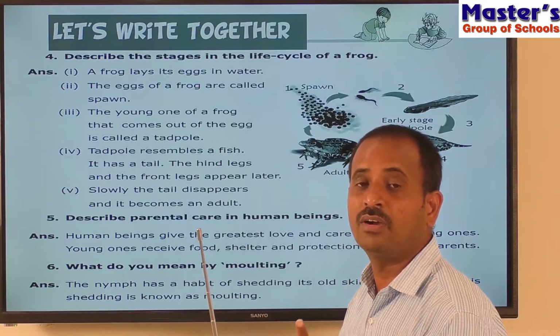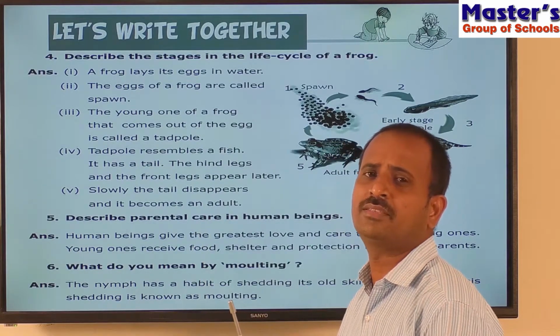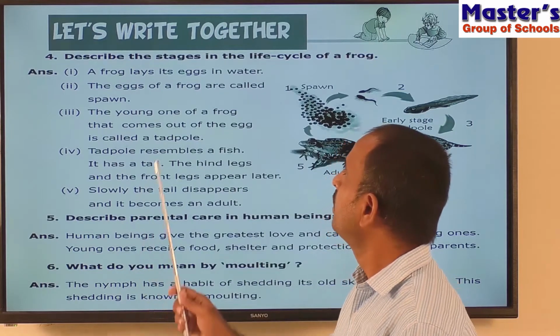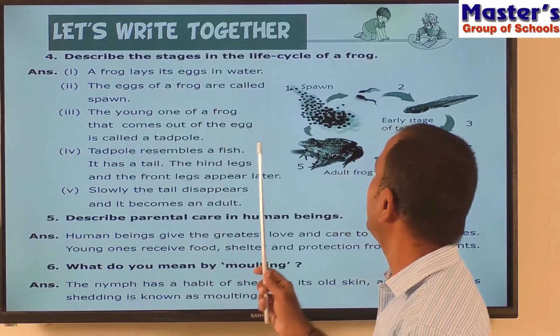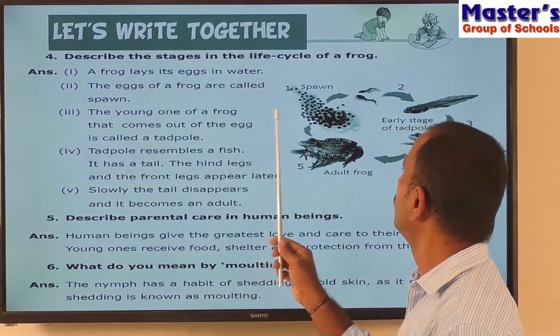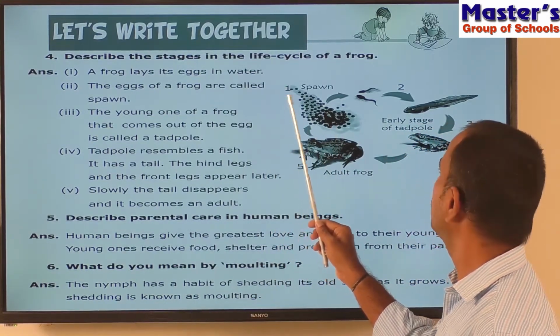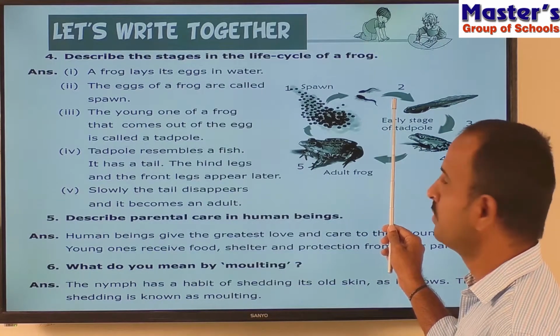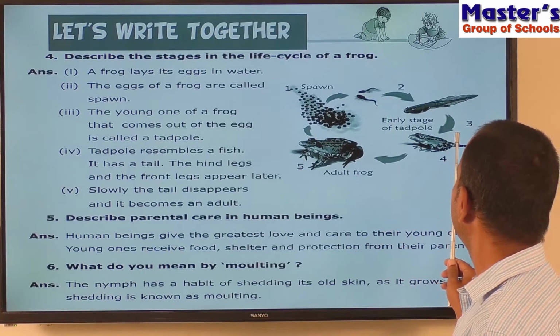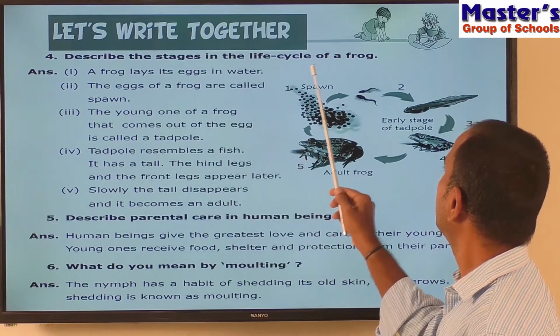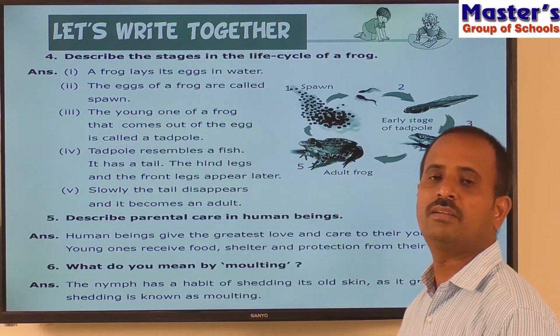First the frog lays a number of eggs on the surface or inside the water. Generally the frog lays a number of eggs inside the water. Children, look at the picture you are observing. This is stage 1, this is stage 2, this is stage 3, stage 4 and stage 5. So in total there are 5 stages in the life cycle of a frog.